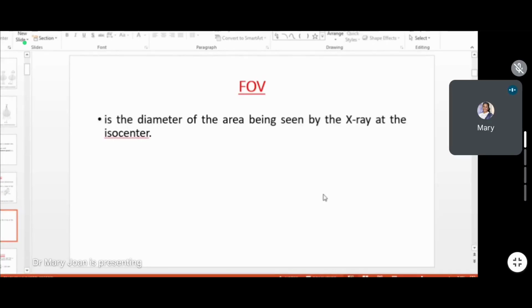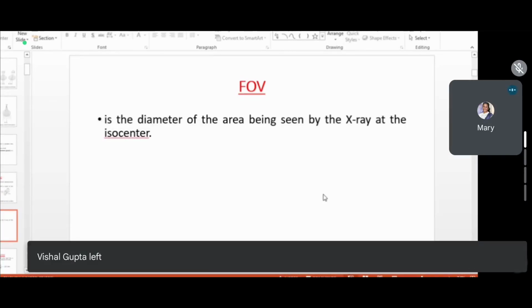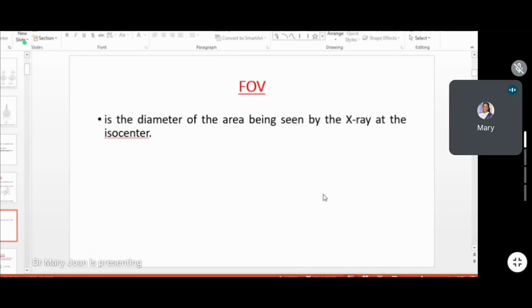So these are the X, Y, and Z axes. The longitudinal axis is the central line of the patient lying down on the couch. The vertical axis is the center of the field, and the rotational axis is along which the X-ray tube rotates. So these are the X, Y, and Z axes when we are talking about isocenter. When we open the field, the light falls on the body, and that area is the field of view.